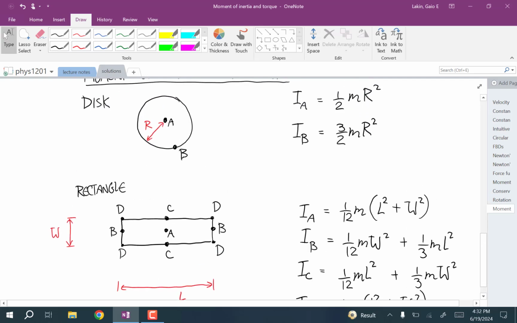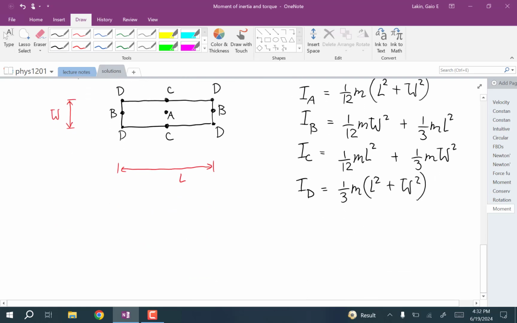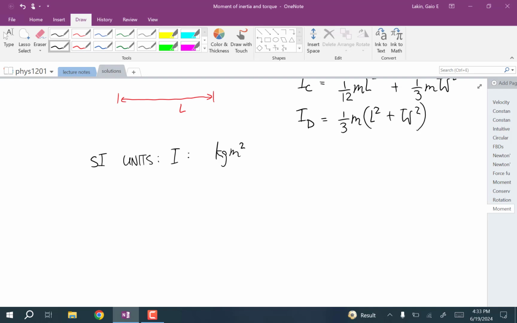Okay, so with these formulas for the disk and the rectangle, that's all the calculations that we'll have to do for moment of inertia. The SI units for moment of inertia are always going to be kilogram meters squared. The next thing that we have to learn to calculate is the torque, or the moment.